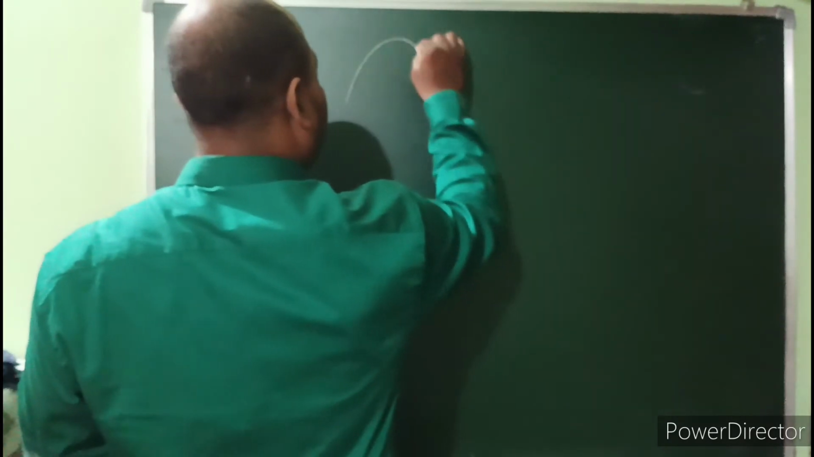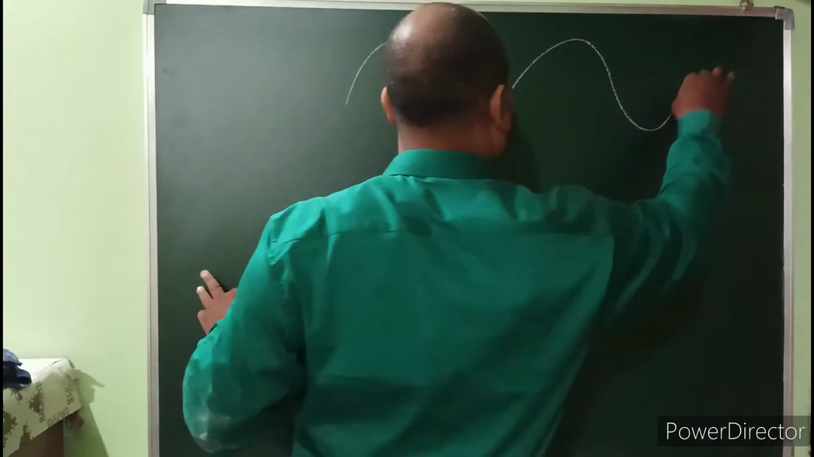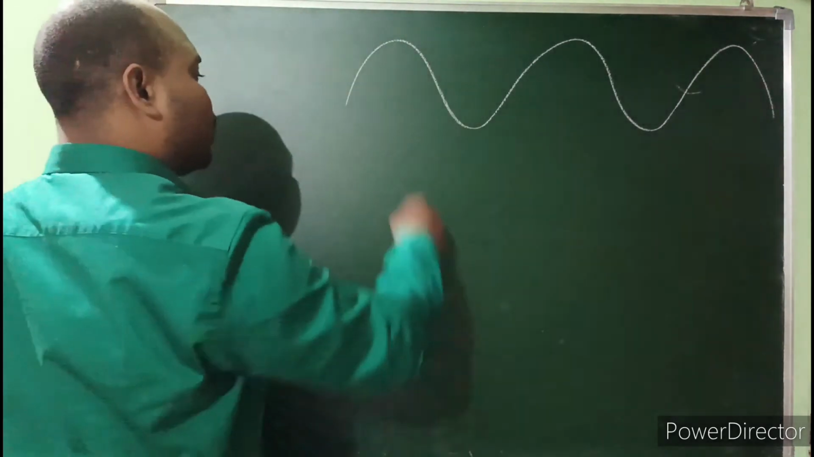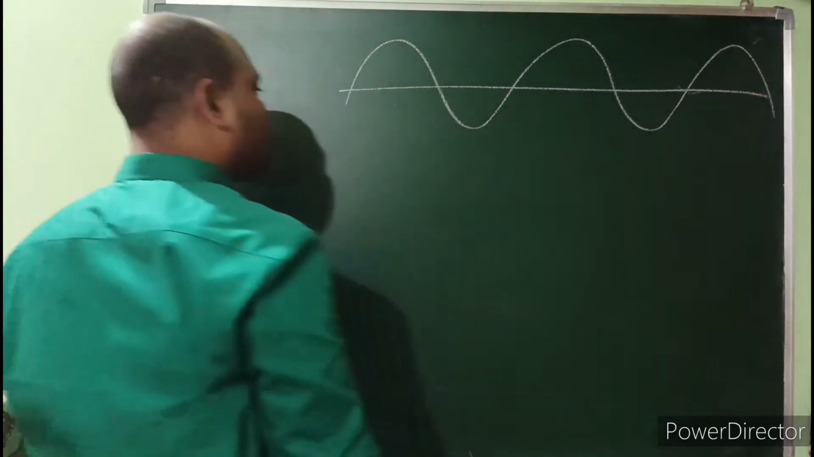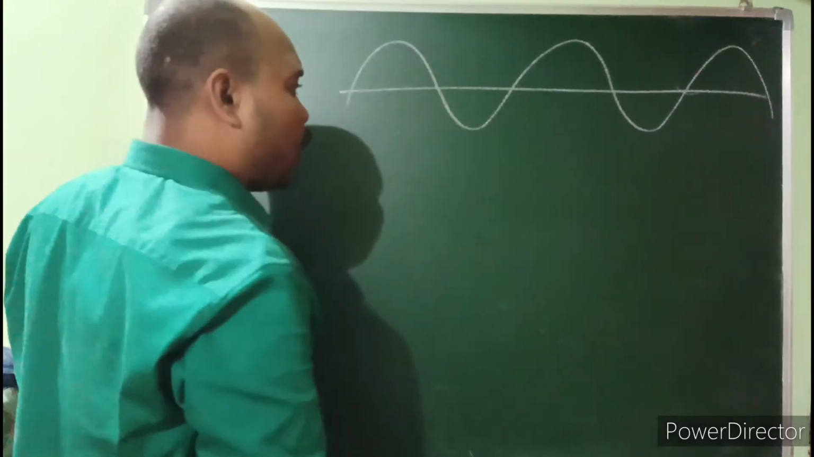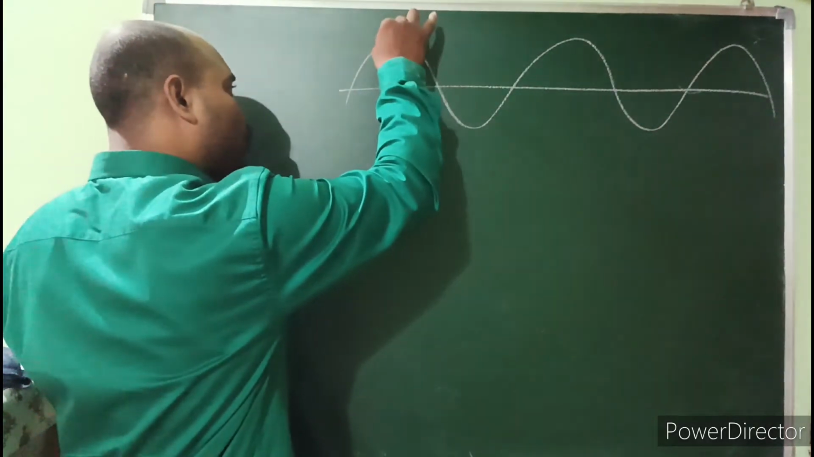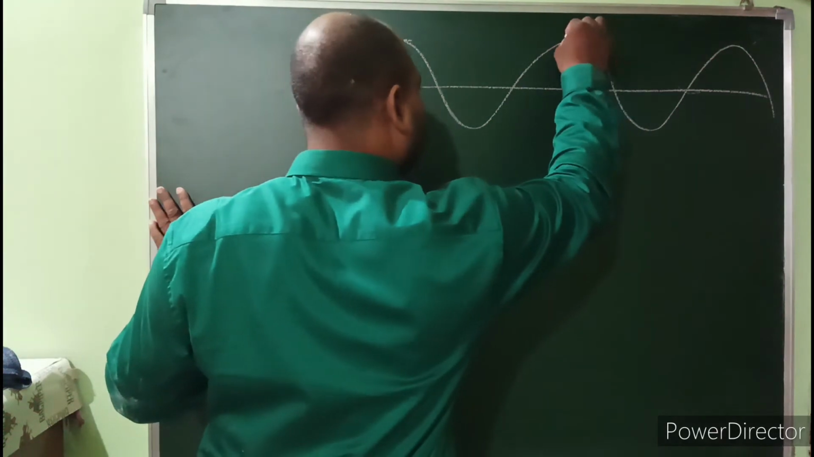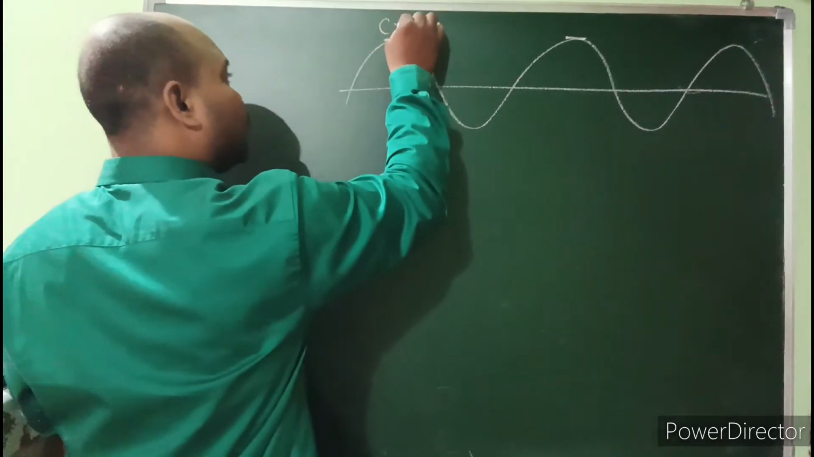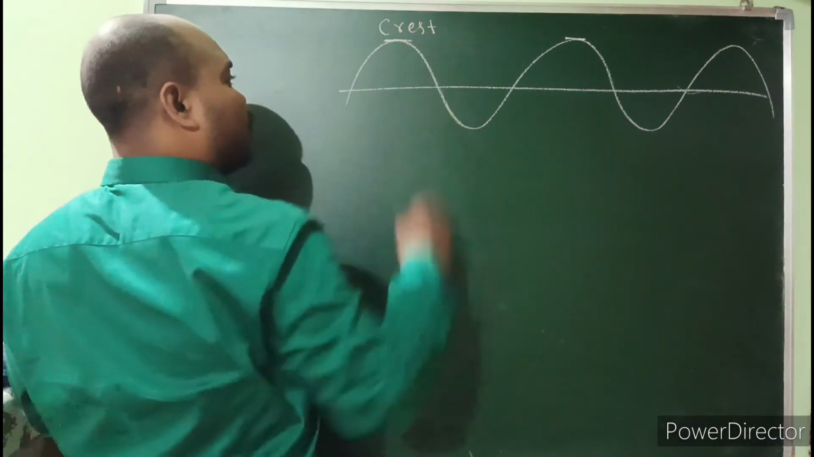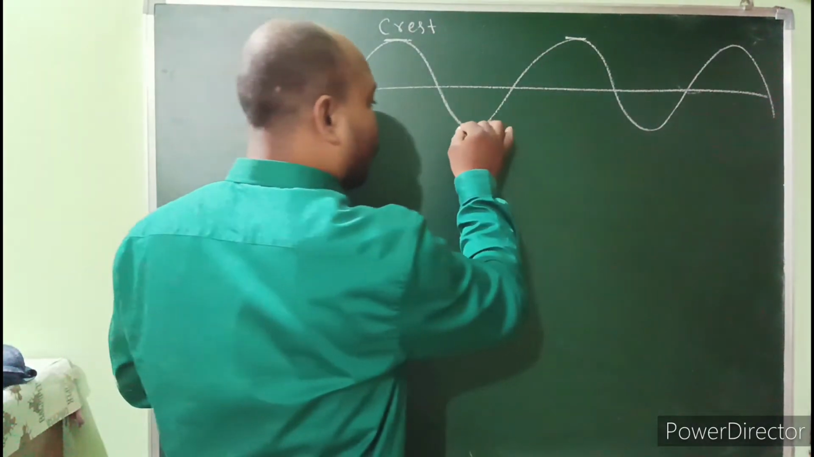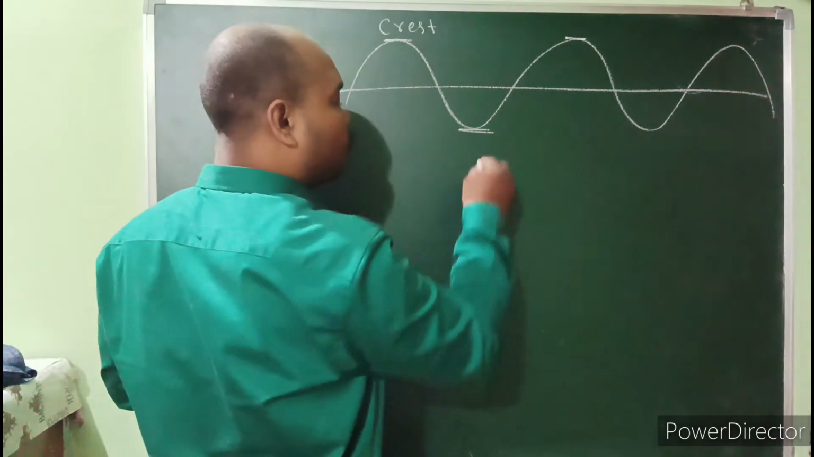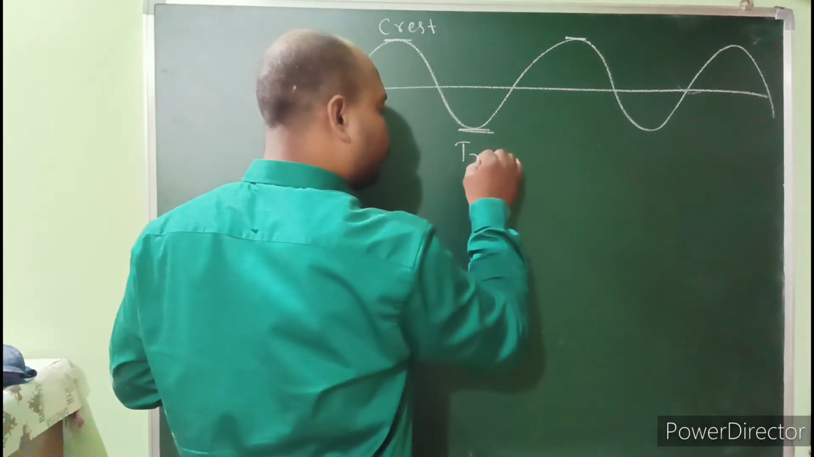Consider I'm drawing a wave. Now, I will draw a line through this. I will find some top portions. These are the tops. This is named as crest. The top portion of the wave is called crest. The bottom or depth portion is called trough.